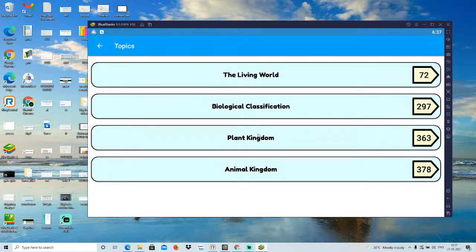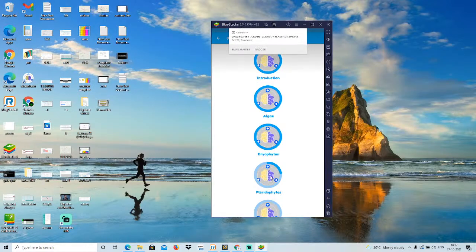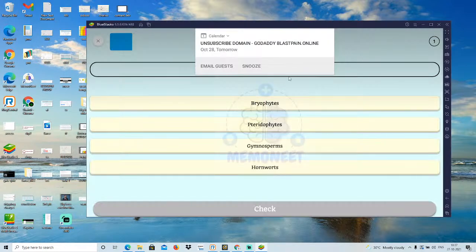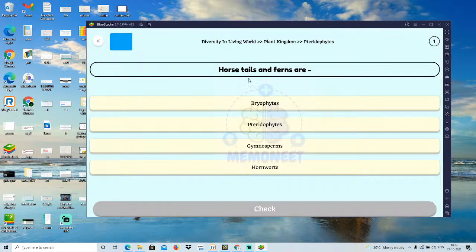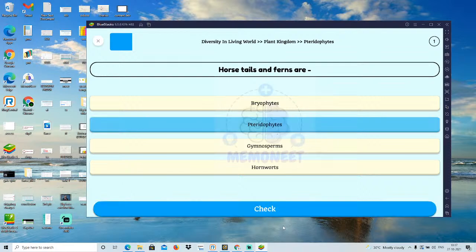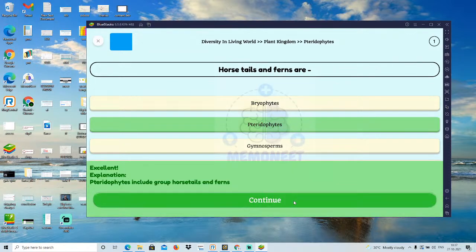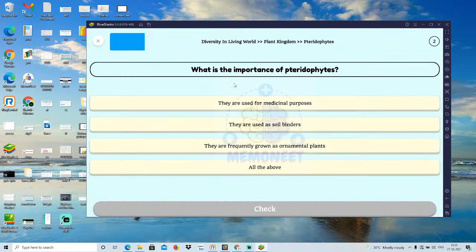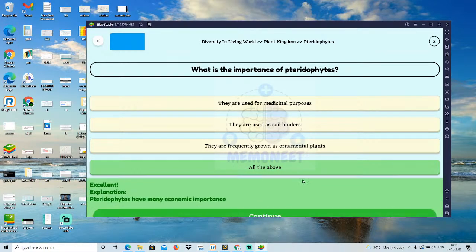Okay, we are studying plant kingdom, Pteridophytes. So horsetails and ferns are obviously Pteridophytes. There's no doubt in that. What is the importance of Pteridophytes? They are used for medicinal purposes, and also they are used as soil binders, and they are also grown as ornamental plants. So all the above.